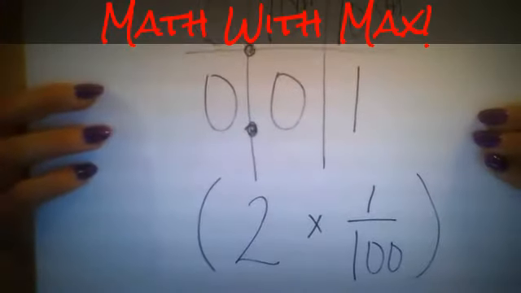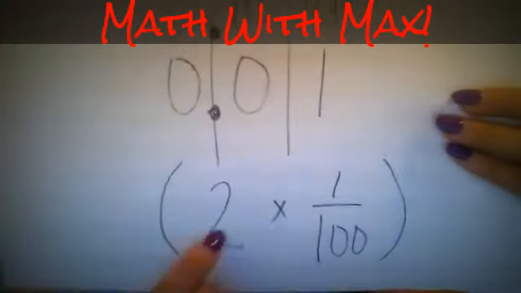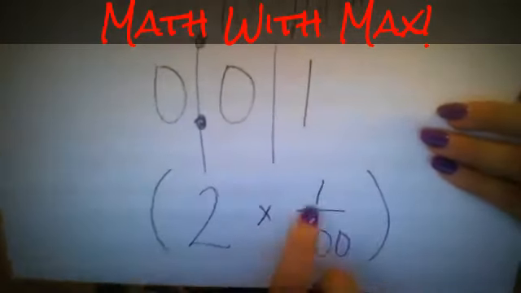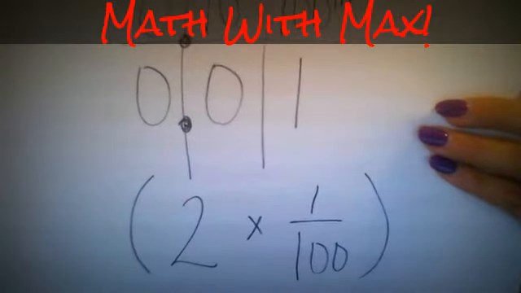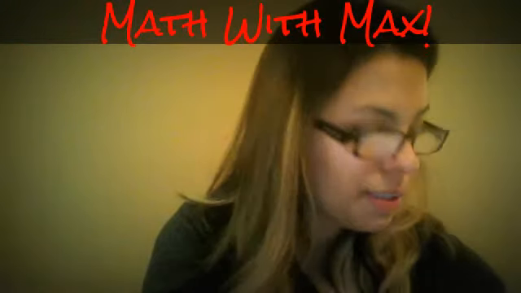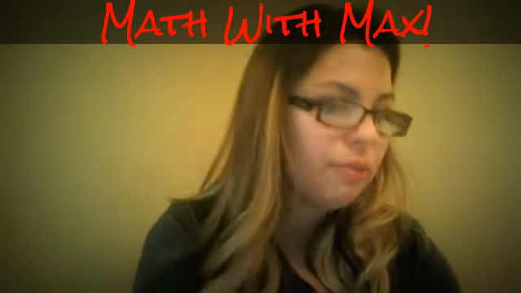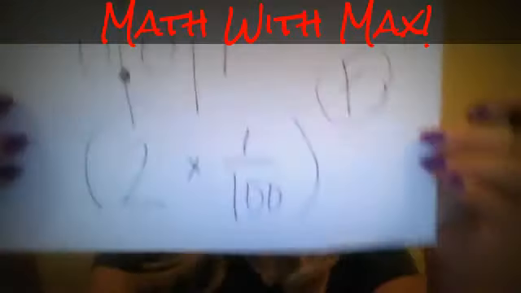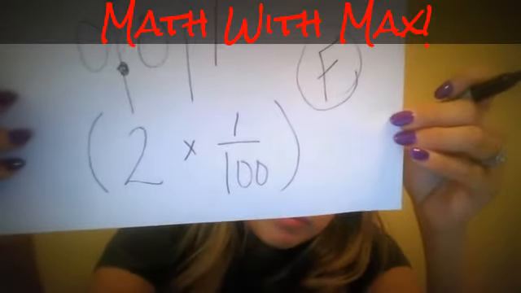Because the 2 represents the amount that's going to be in the hundredths place. Okay? So that means our answer here has to be F. Like that. Okay?